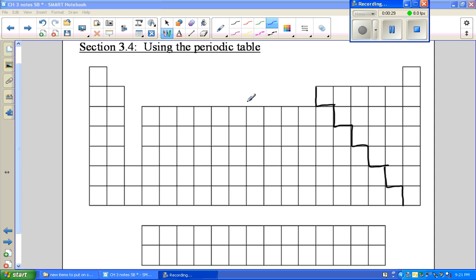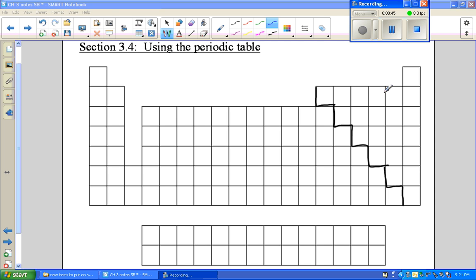For instance, next chapter we're going to be talking about how to name compounds. Well, it really helps you with the naming system if you know that this side is the metals and here are the nonmetals. It just helps you understand that you need to do ionic bonding, or if you have two nonmetals, you do molecular bonding and so forth.